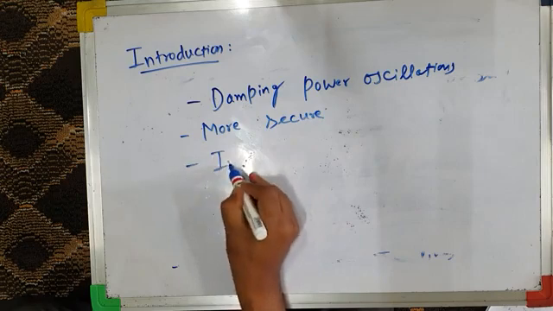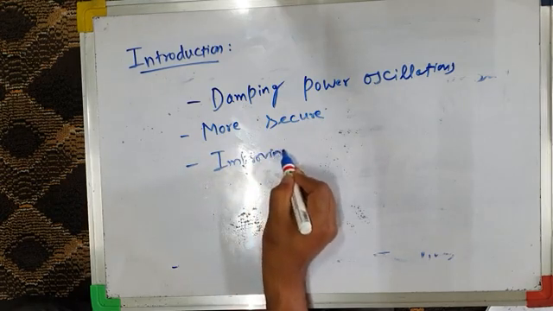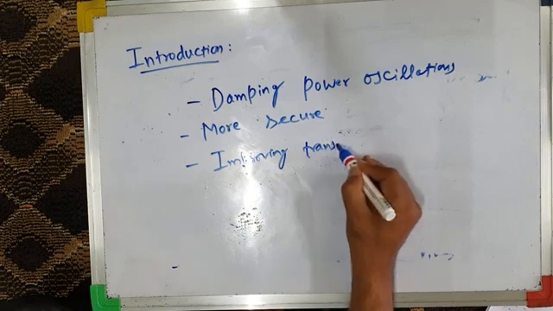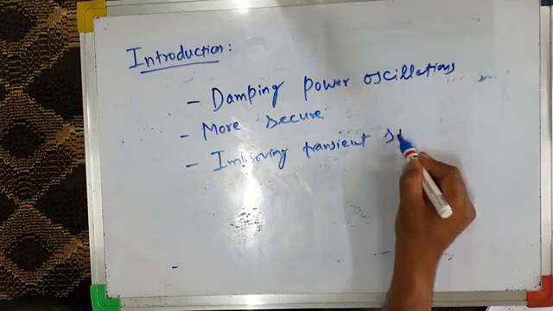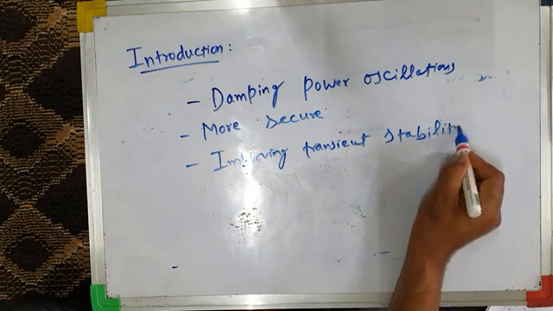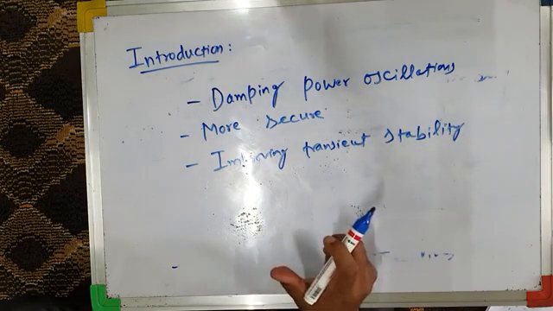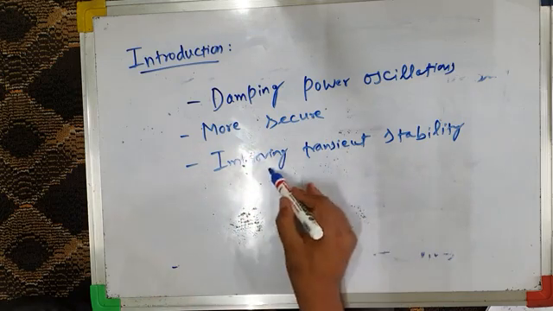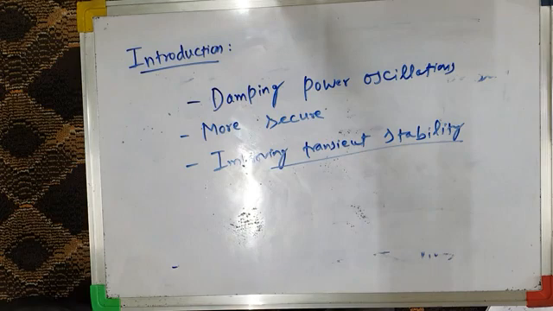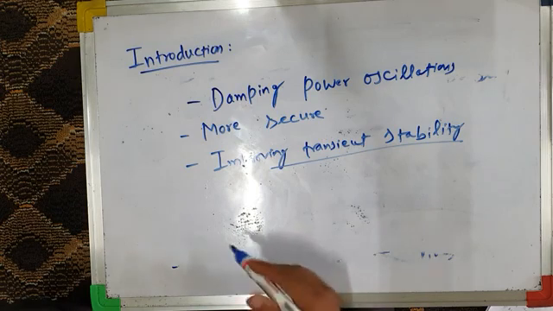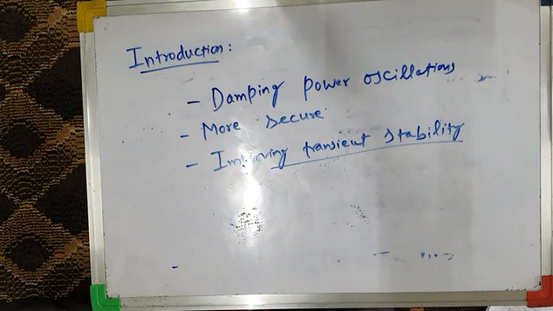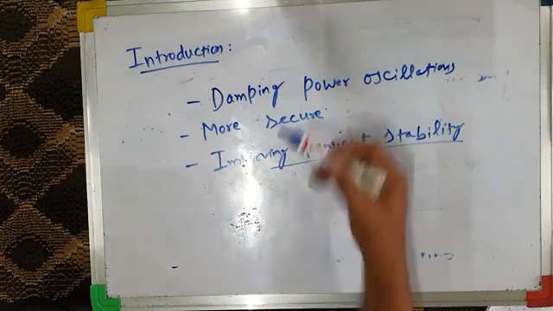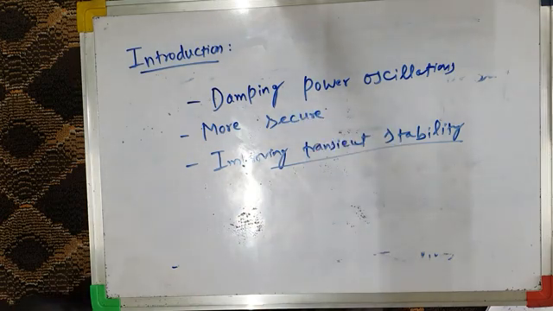And they also improve the transient stability of the system. Okay, by using shunt compensators or series compensators, which are various types of FACTS devices, the transient stability of a transmission network, or the transient stability of a power system, can be significantly improved, and hence your system becomes more stable. So these are some of the advantages, some of the tasks that can be performed using FACTS technology.